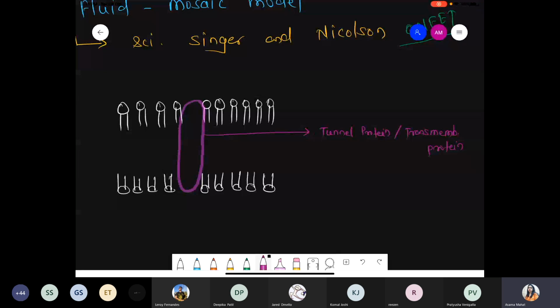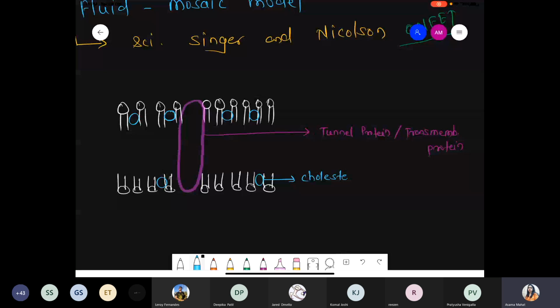Okay. Now there is a presence of cholesterol. Cholesterol provides stability, so it is associated with the lipid structure. Whatever we draw here with the help of this blue color is the cholesterol molecule. And you know very well, cholesterol is a membrane stabilizer. It provides stability.